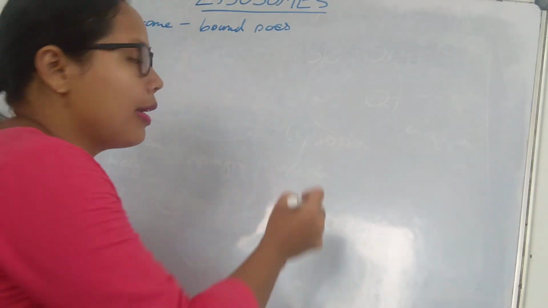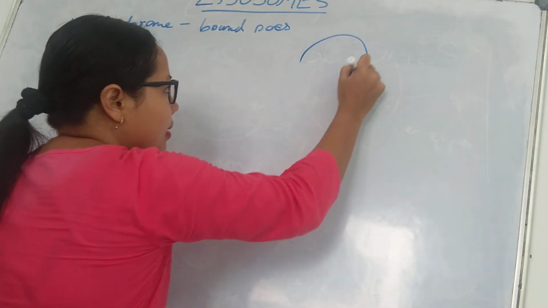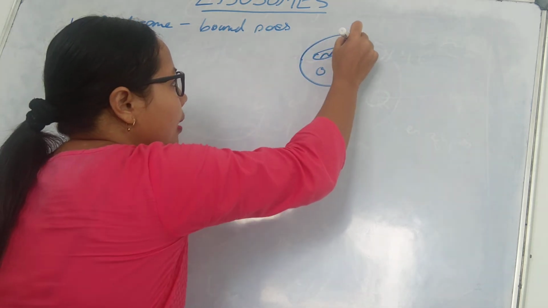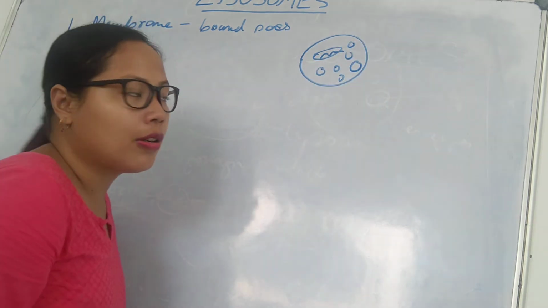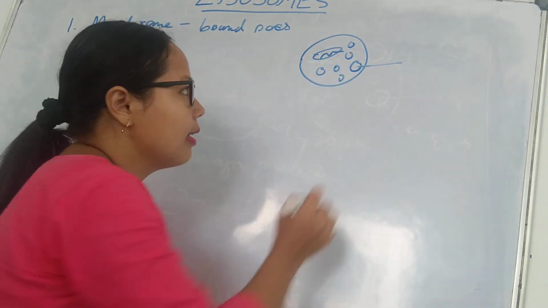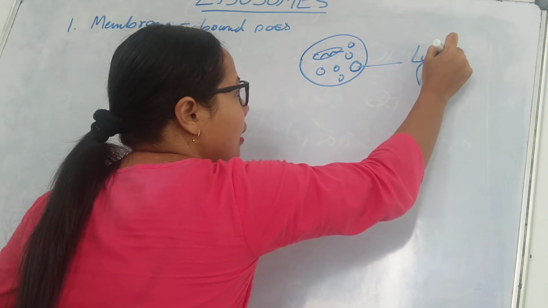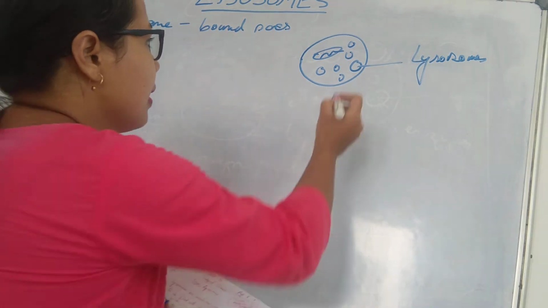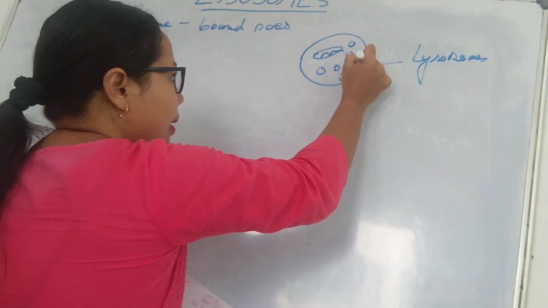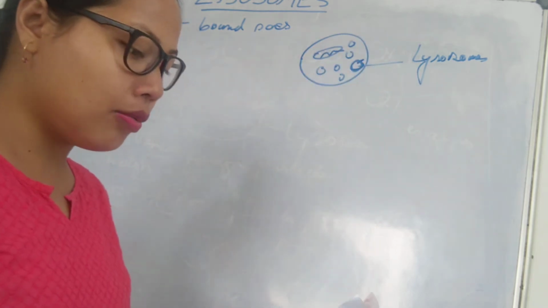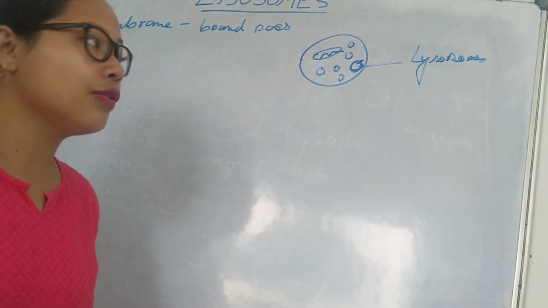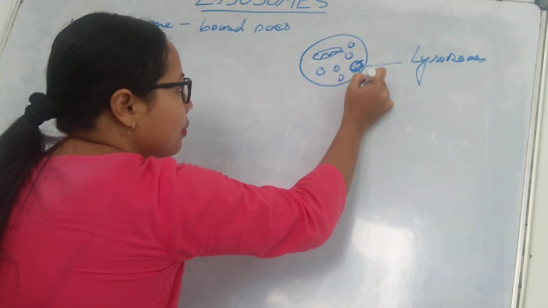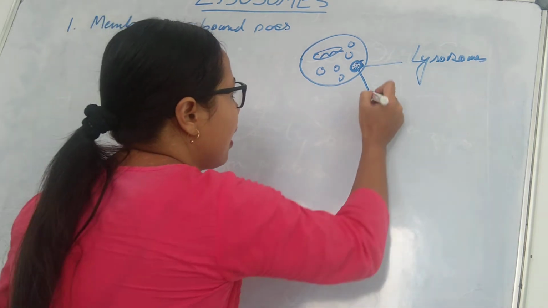Suppose this is a cell. For example, this is the mitochondria and many other different cell organelles. Let's take these as lysosomes. A lysosome is a membrane bound organelle and it is filled with digestive enzymes.